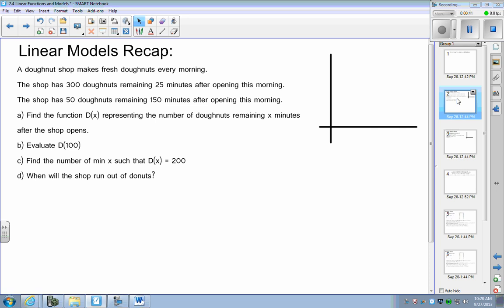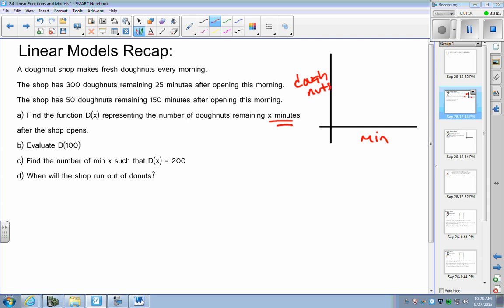So if we say find the function d of x, representing the number of donuts remaining x minutes after the shop opens. So they're telling you your x variable is minutes, but if you think about it, time always has to be on the x-axis. Time looks really weird on the y-axis. So then up here is the donuts.